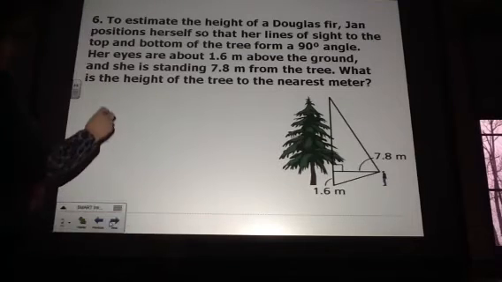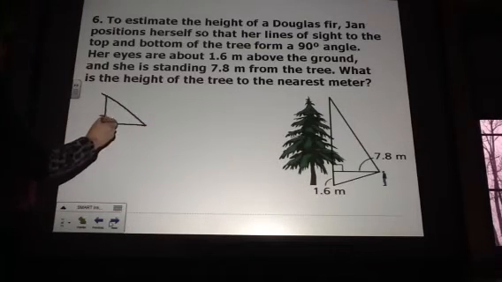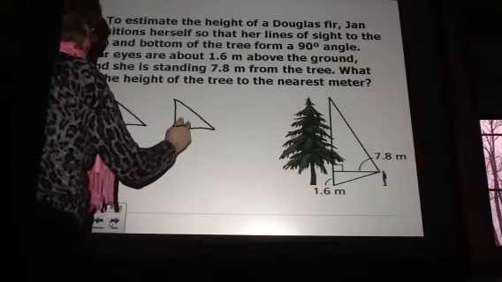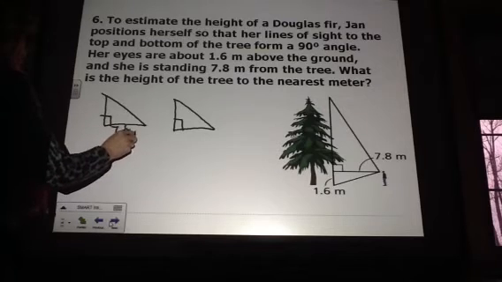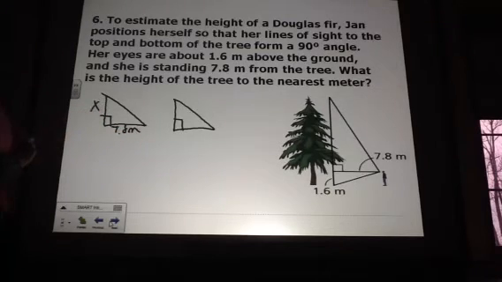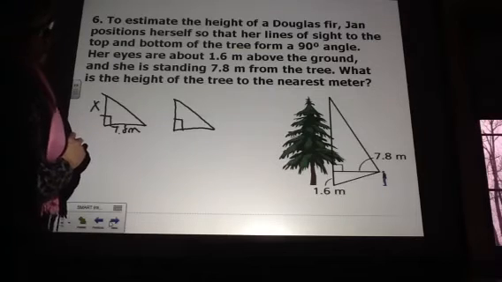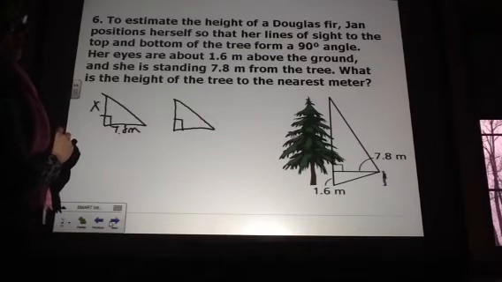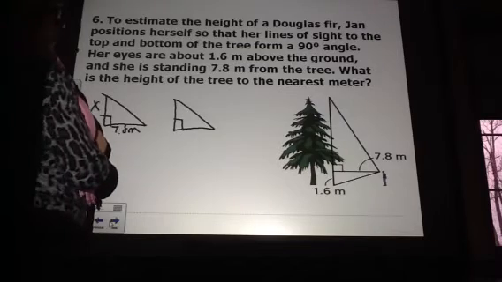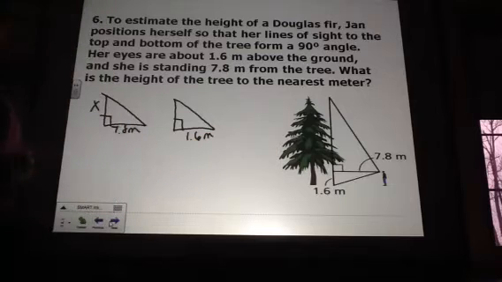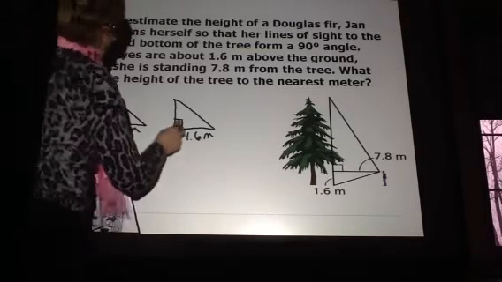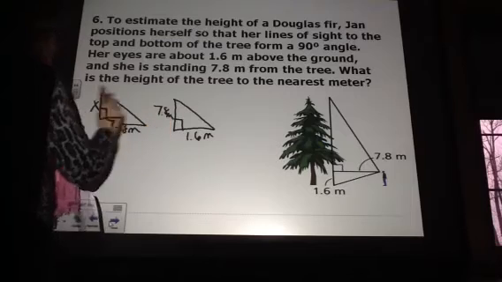Okay, so let me see what I have here. All right, on this larger triangle, this is 7.8 meters. I need to know the height of that tree. On the smaller triangle, let's see here, this is 1.6 meters. And this here is 7.8 meters.